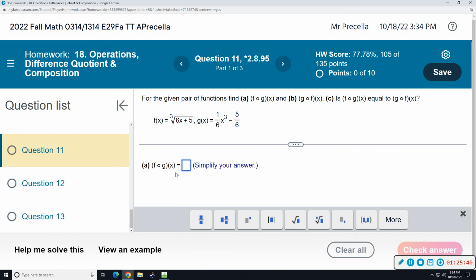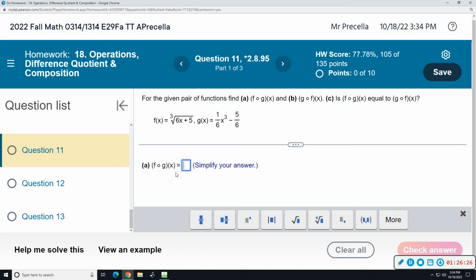Anyway, f composed with g of x. Let's find f composed with g of x. So, g of x is what's on the inside and f is on the outside. g of x is 1/6 x cubed minus 5/6. And this says go to your function f. Wherever you see a variable, replace it with that 1/6 x cubed minus 5/6.